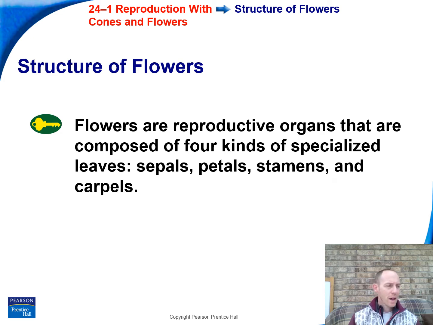Anyways, flowers have four major parts. They're all modifications of leaves, okay? Like evolutionarily modified leaves. So we've got sepals, petals, stamens, carpels. We will discuss all of these, but these are our four parts.